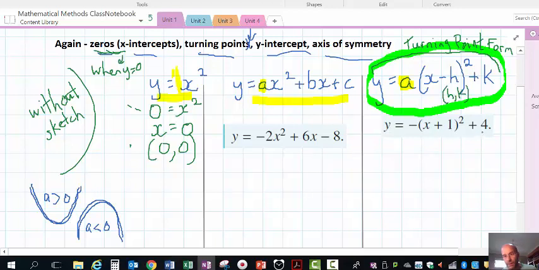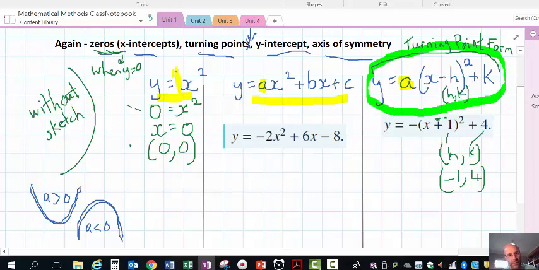So the turning point here would be from looking at these. The k is actually quite easy to determine. So k is 4. This, as I said, needs to be in subtraction form, so you have to minus a negative. So it's (negative 1, 4).